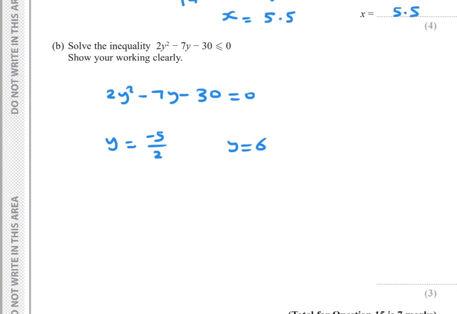Now if you need to write the working, multiply by 2, so 2y, and transpose negative 5 to the other side, so 2y plus 5. The other bracket, transpose 6 to the other side as negative, so y minus 6 equals 0. Now you find the solution for the quadratic equation using your calculator and write the working as factorization.